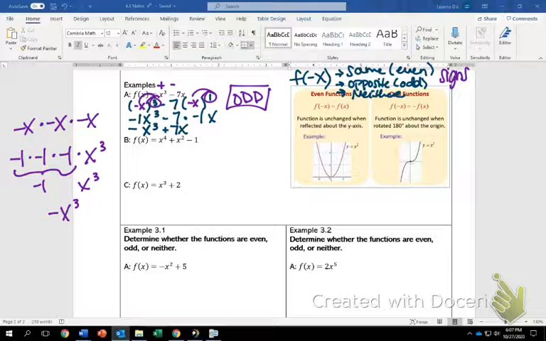And again, the whole purpose of this is, what if they ask us if this is an even or an odd function and we don't have a graph or a graphing calculator? What would the steps be? It would be these steps. Okay? So let's do another one.